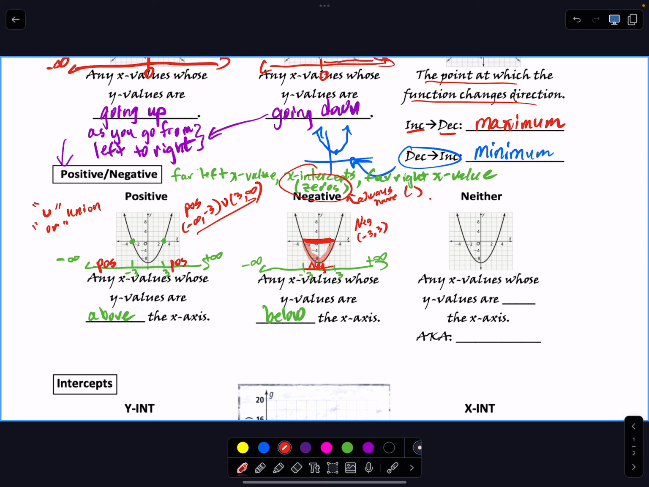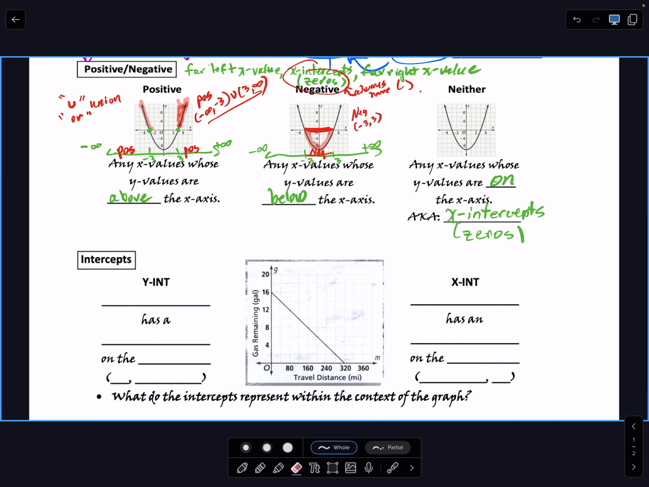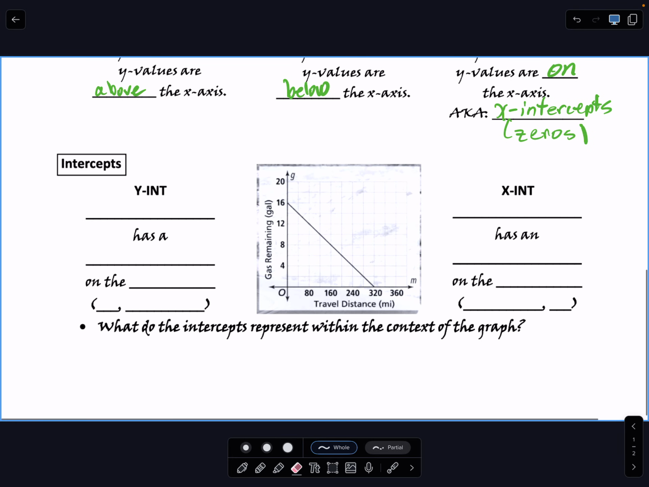All right, for neither, any x values whose y values are on the x-axis, aka the x-intercepts, which I've been talking about. Also could be described as the zeros of the function. I'll go to this first one and just highlight that. Those are the y values above. Okay. Intercepts, just a reminder of what they are.